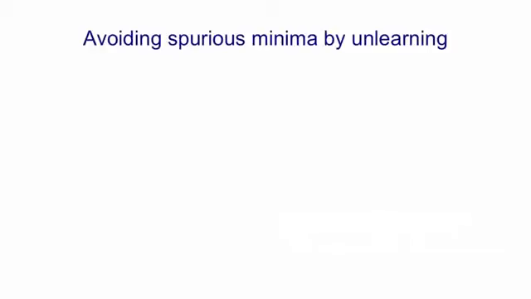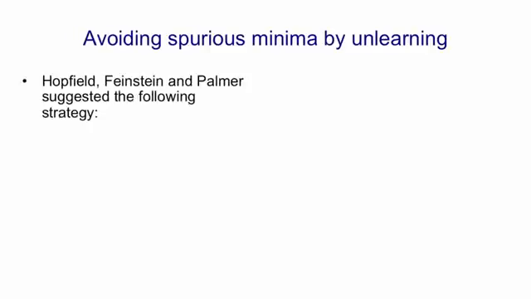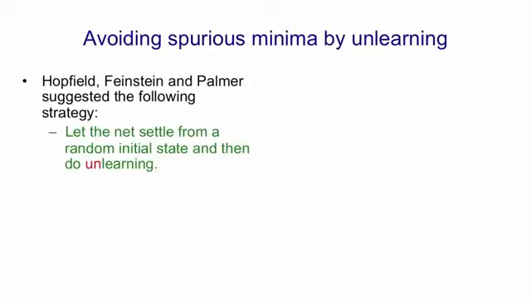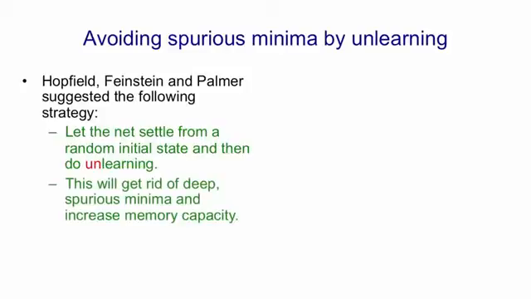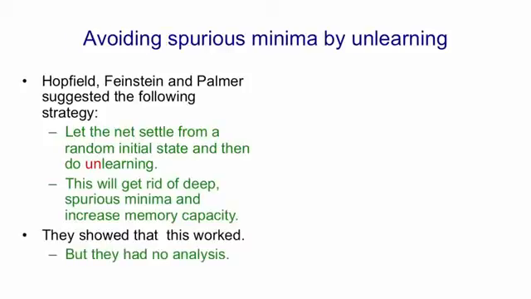One very interesting idea that came out of thinking about how to improve the capacity of a Hopfield net is the idea of unlearning. This was first suggested by Hopfield, Feinstein and Palmer, who suggested the following strategy. You let the net settle from a random initial state, and then you do unlearning. That is, whatever binary state it settles to, you apply the opposite of the storage rule. I think you can see that with the previous example, that red merged minimum, if you let the net settle there and did some unlearning on that merged minimum, you'd get back the two separate minima, because you'd pull up that red point. So by getting rid of deep spurious minima, we can actually increase the memory capacity. Hopfield, Feinstein and Palmer showed that this actually worked, but they didn't have a good analysis of what was really going on.